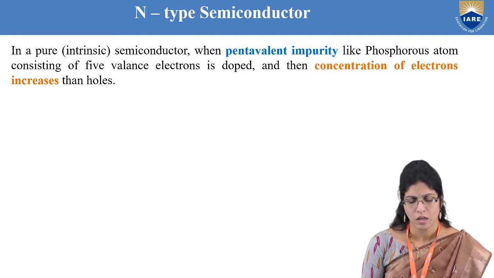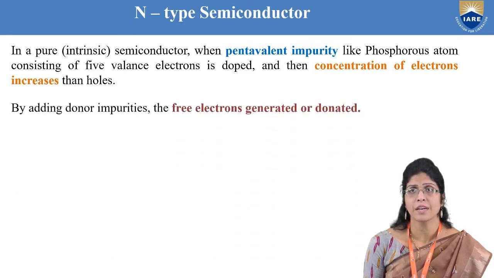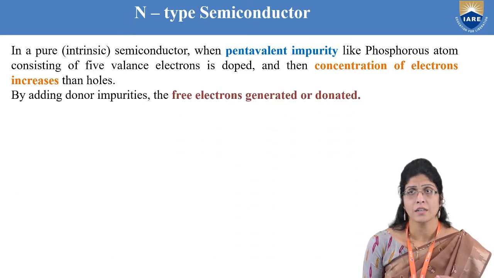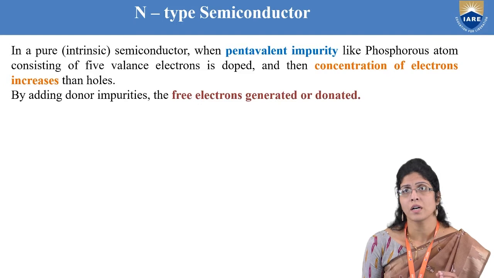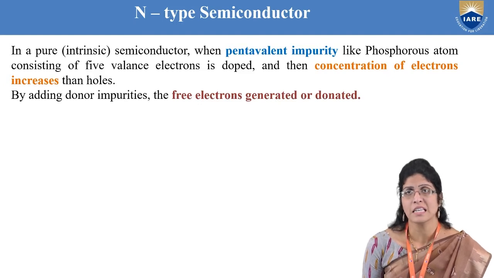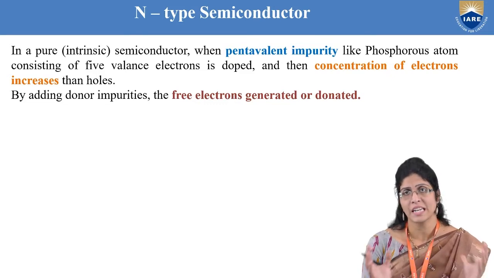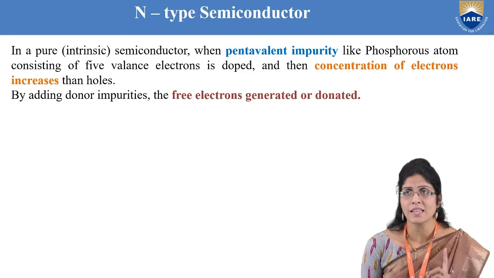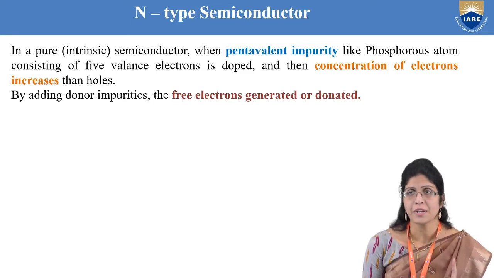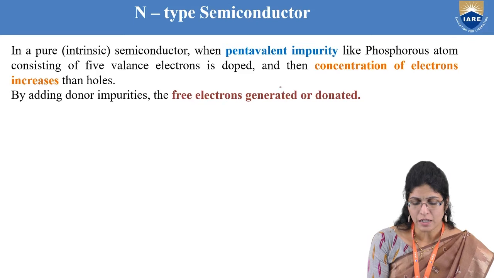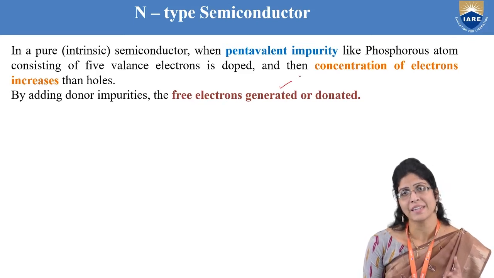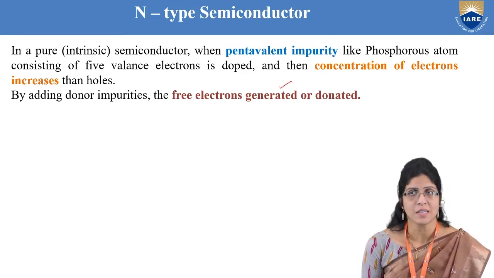When you take it into the lattice of a pure semiconductor, which is an intrinsic semiconductor, out of the 5 valence electrons, 4 valence electrons will form covalent bonds with the neighboring atoms, whereas 1 is left free, which is known as the free electron. Thus, free electrons are generated when you add a pentavalent impurity to an intrinsic semiconductor.